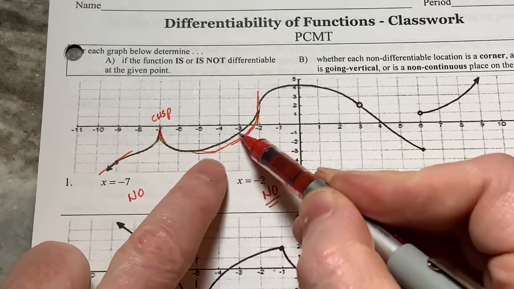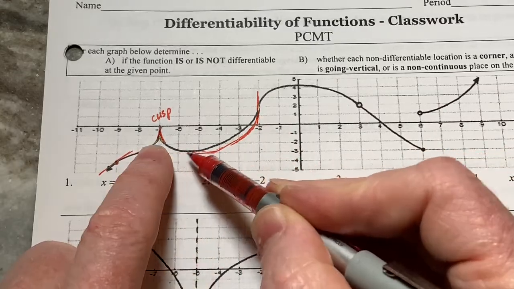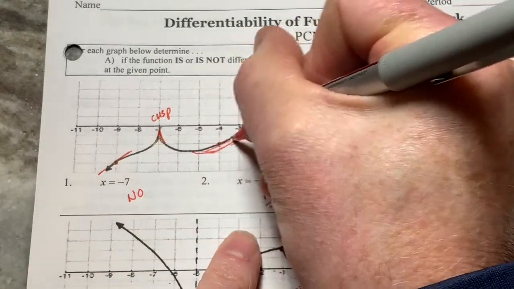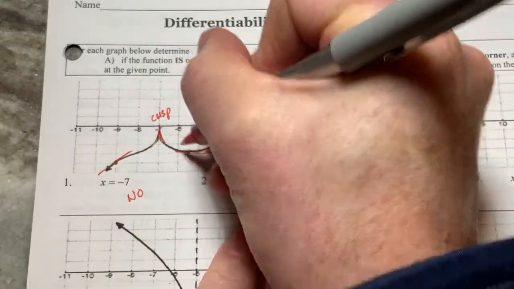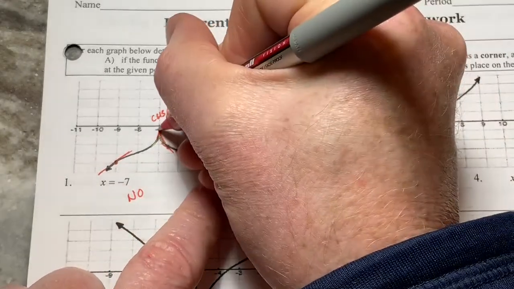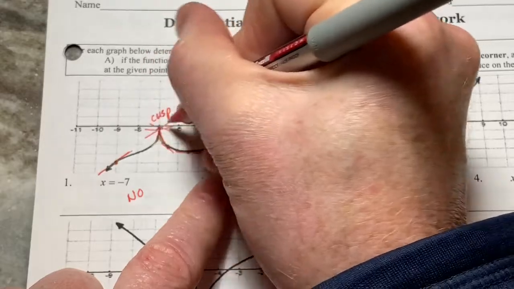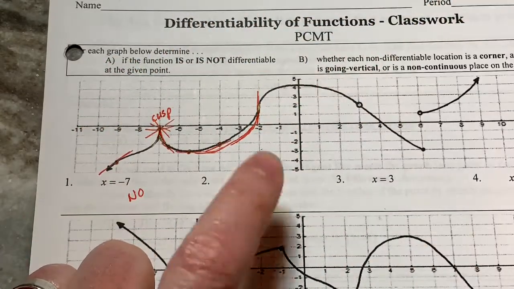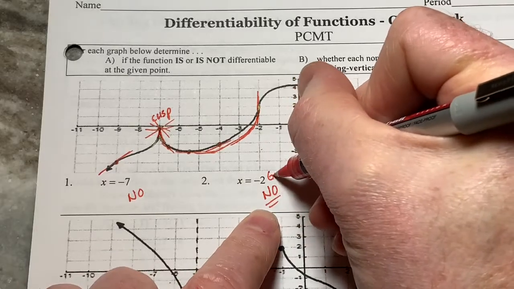Now, what about any point in between here? Is it differentiable? Can you take a derivative there? Sure, because if I can draw a tangent line at any of these places, and there's just one slope to it, then I'm good. See right here, I can't draw just one tangent line. It's got all kinds of them. So cusp, no, it's going vertical. So I would say no, this is going vertical here.